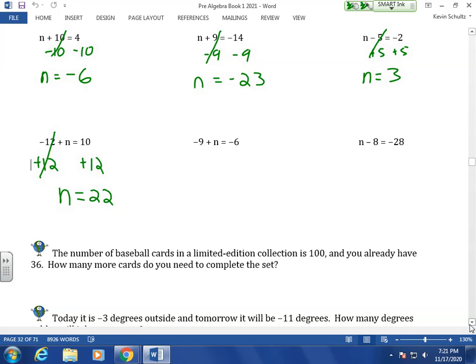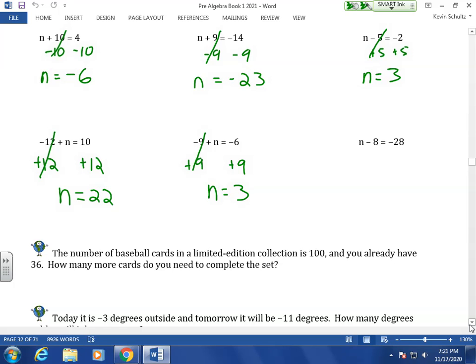If you check that, negative 12 plus 22, that does give you 10. Same situation here. We want to add 9 to both sides to undo that negative 9. N is by itself, negative 6 plus 9, positive 3.